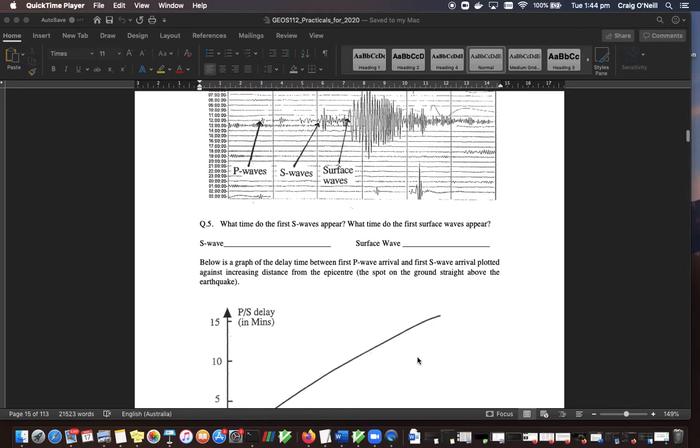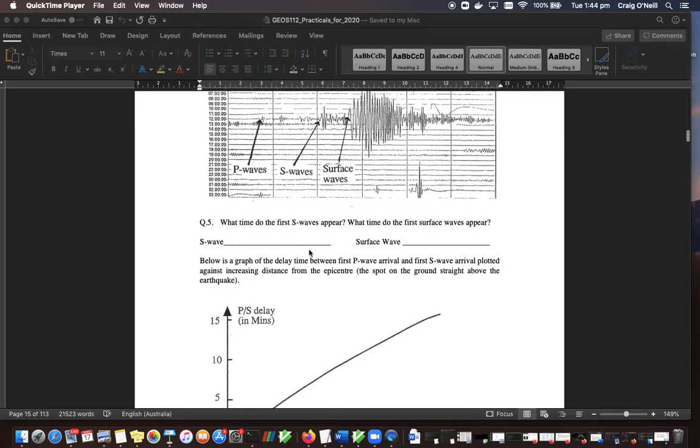Now for us, what's interesting is not the absolute time. That doesn't matter, that a P wave arrived at 12:07. What matters is that the P wave arrived at 12:07, then the S wave arrived at 12:21. That means there is a 14-minute difference between the P wave arriving and the S wave following afterwards. And that time difference between the P and S waves is what's important here.